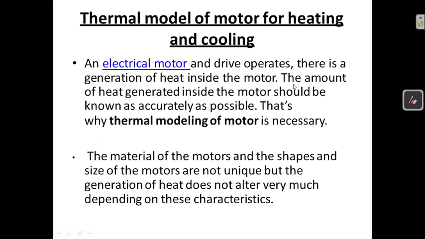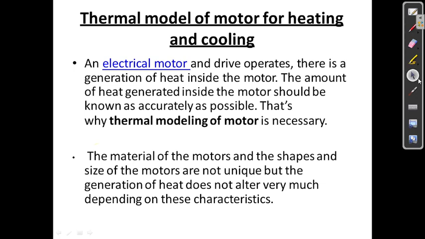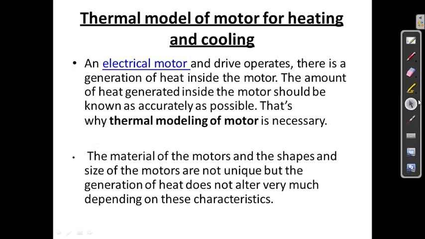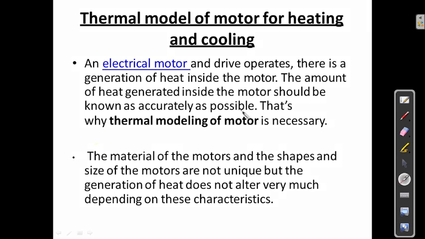Good day to all. Today we are going to see the thermal model of a motor for heating and cooling. When an electrical motor and drive operates, there is a generation of heat inside that motor. If any motor is running, some heat is generated inside the motor. That is natural.